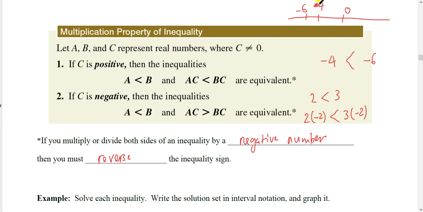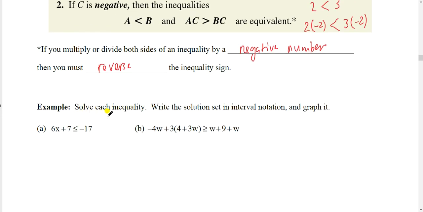Therefore, if you multiply or divide by a negative number, you are talking about the negative region, and the more you are going to the left, the smaller you are compared to the right. That's why we have to reverse the direction if you are multiplying or dividing by a negative value.